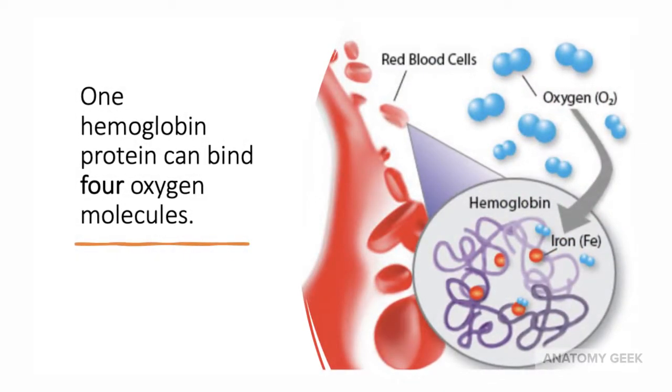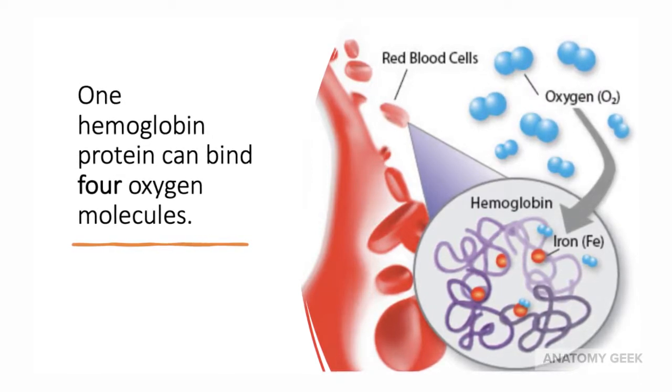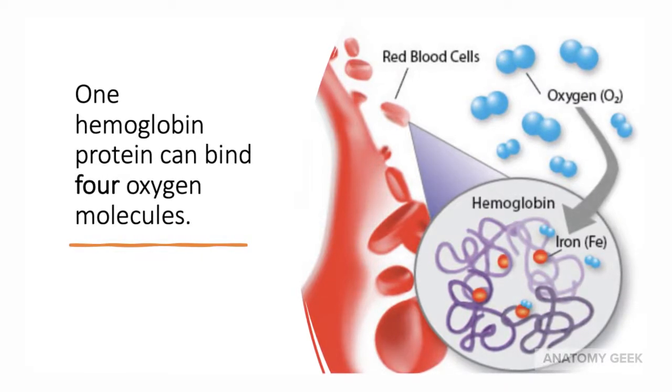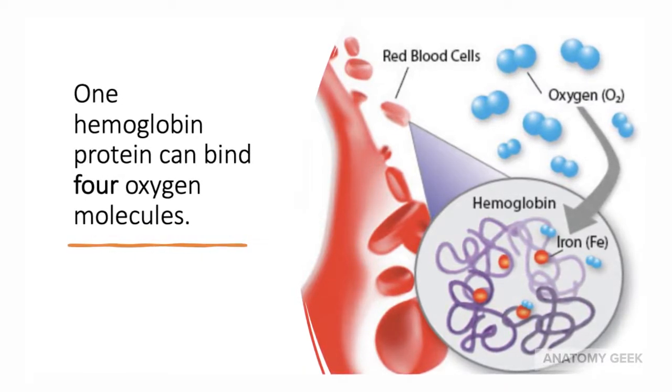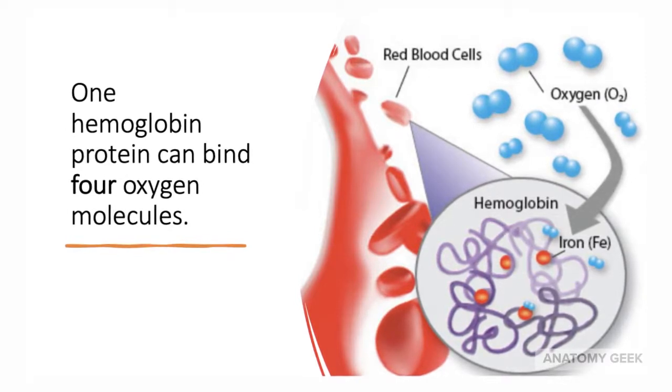Iron is the site that binds oxygen. Because each hemoglobin molecule is made up of 4 subunits, and each subunit has an iron at its core, each hemoglobin can bind 4 molecules of oxygen.